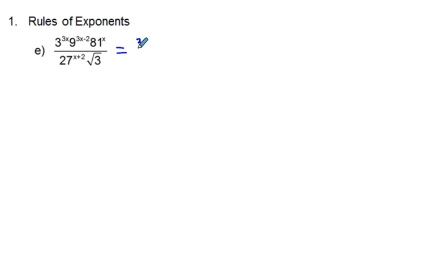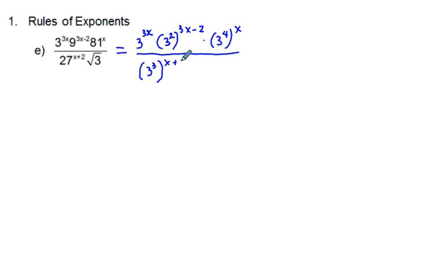So first of all, we write 3 to the power of 3x. That's unchanged. Now, how can we rewrite 9 as a power of 3? Well, 9 is the same as 3 squared. So 3 squared to the power of 3x minus 2 times, now 81, how can we rewrite that as a power of 3? That's going to be 3 to the 4th power to the power of x. And down here in the denominator, 27 we can rewrite as 3 to the power of 3, and we have here outside the power of x plus 2. And what is the square root of 3? Well, it's going to be 3 to the power of 1/2.